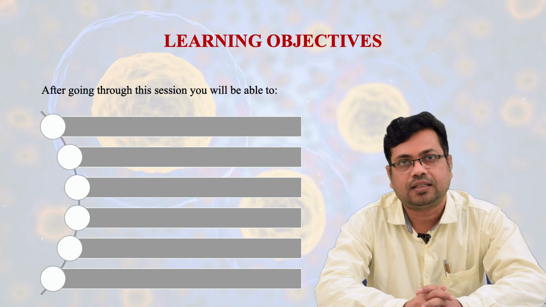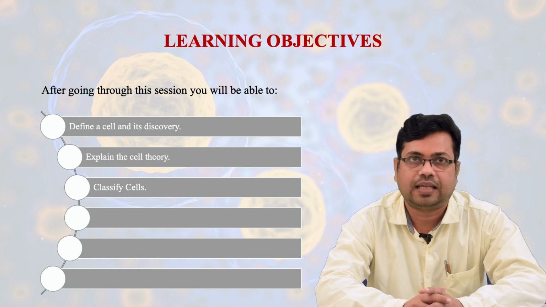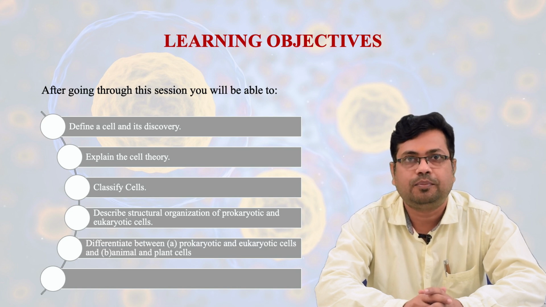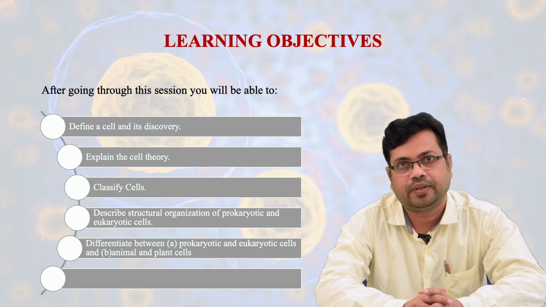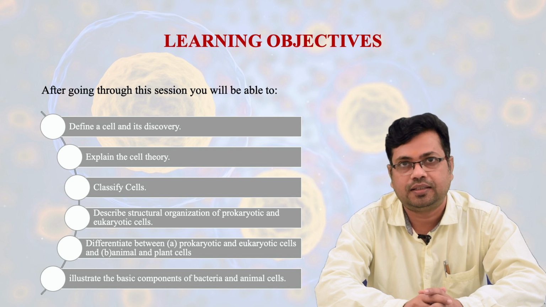So in this session I will explain what a cell is and its discovery, the cell theory, and how to classify cells. I will cover the basic structural organization of prokaryotic and eukaryotic cells, the differences between prokaryotic and eukaryotic cells and between animal and plant cells, and illustrate the basic components of bacteria and animal cells. These are the topics we will be discussing in this session.